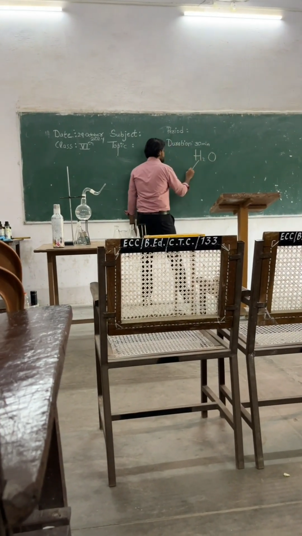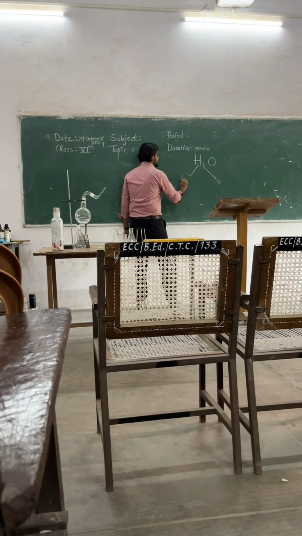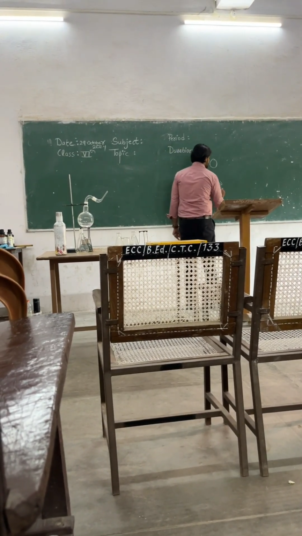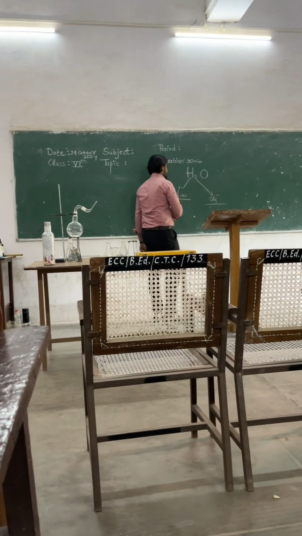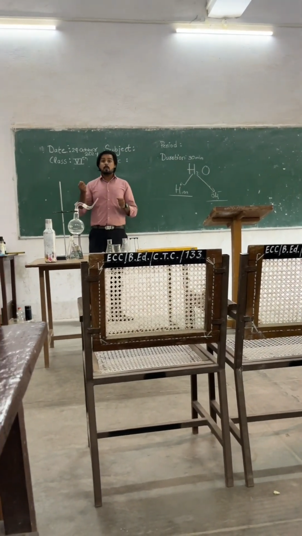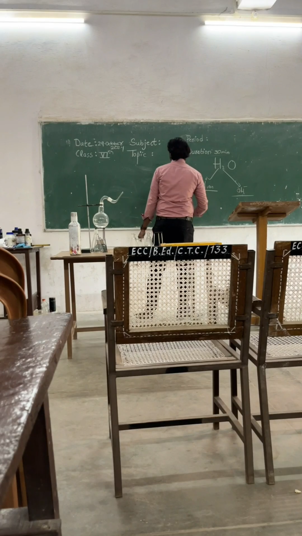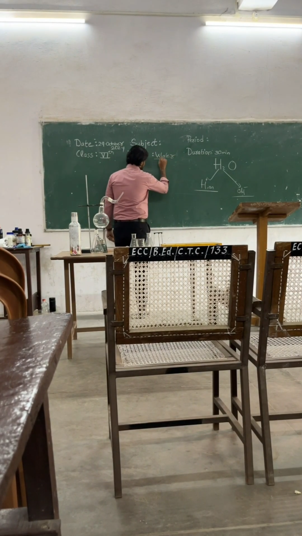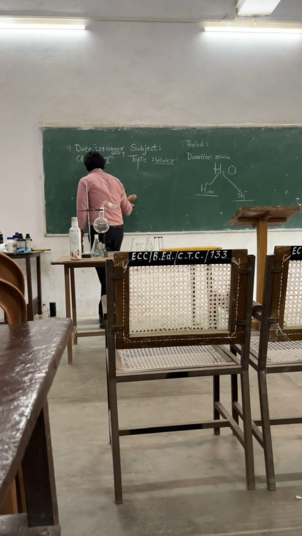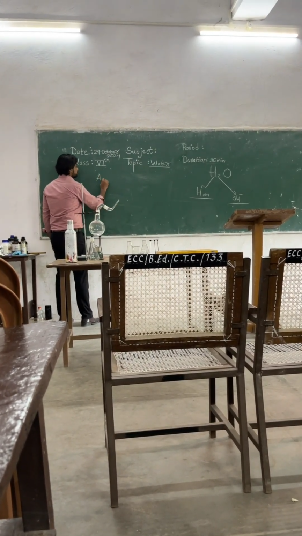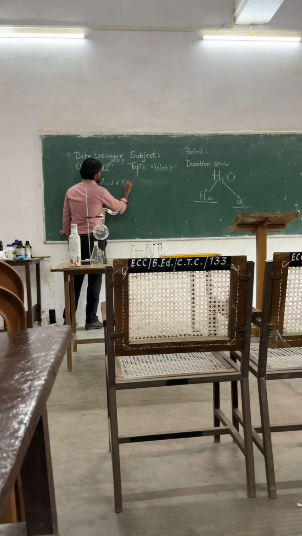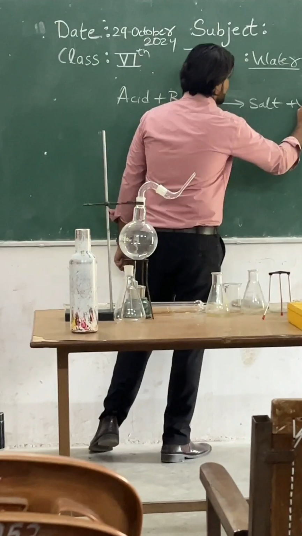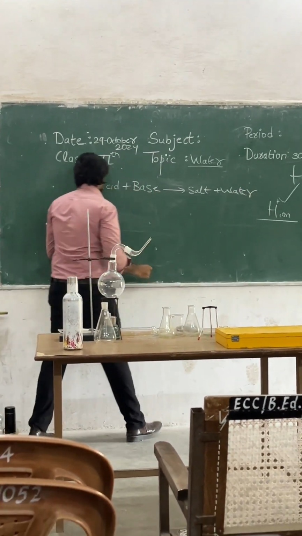That is, it is made up of two ions: the H plus ion, which is known as the hydronium ion, and the OH minus ion, which is known as the hydroxyl ion. There are various and multiple ways of preparing water, but the most common one is acid plus base gives you salt plus water. Now, what is an acid?